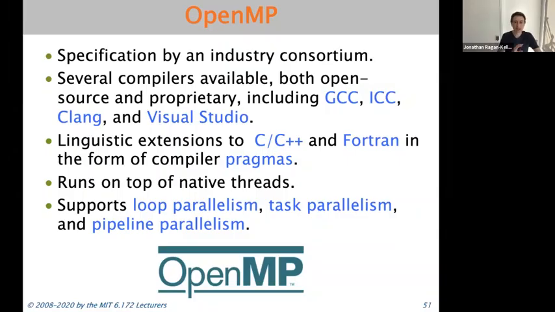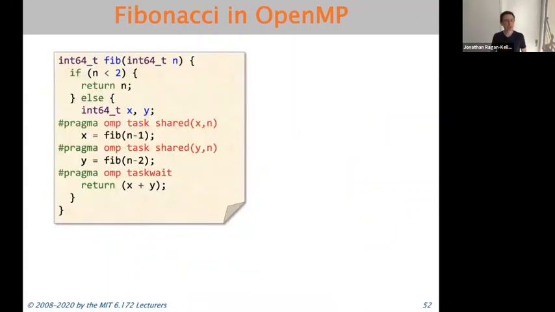Again, like everything else, it runs on top of native threads. So it'll run on top of your OS threads or pthreads library. And it supports kind of standard abstractions for loop parallelism, so parallel for loop, task parallelism, like we saw with TBB, as well as pipeline parallelism. So if we want to do our simple recursive parallel Fibonacci in OpenMP, it looks something like this.